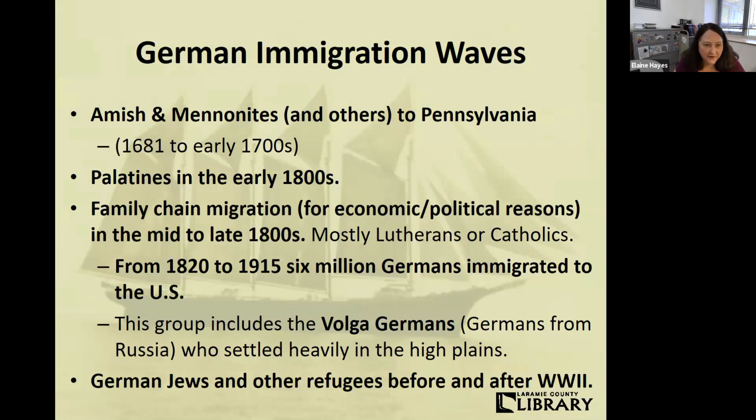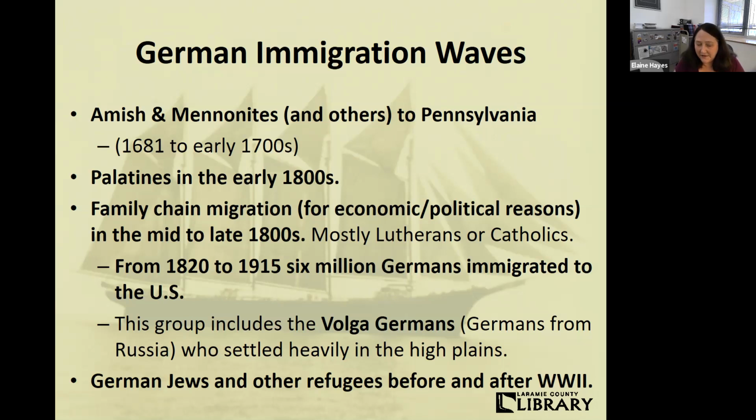Now, this is a little bit of history. Early on, the Germans were the largest group: most immigrants to the United States came from Germany. So it's the largest ethnicity, I guess, in the United States. The early immigration waves included Amish and Mennonites and others to Pennsylvania. Even earlier than that, there were several Germans among the Jamestown settlers, but then we have the Amish and Mennonites and other groups that came to Pennsylvania in the 1600s and 1700s.